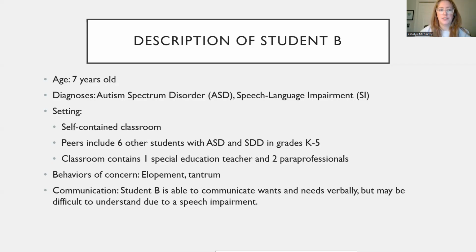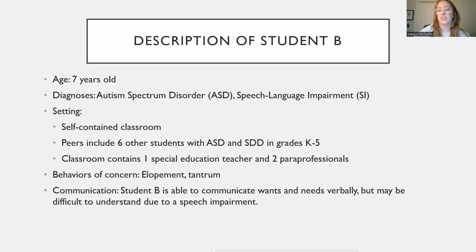For my description of student B, he is 7 years old. He's currently in the 2nd grade. His diagnoses include autism spectrum disorder and a speech-language impairment. His educational setting is in a self-contained classroom. He is educated with 6 other students, all of whom have autism spectrum disorder or a significant developmental delay, between the ages of kindergarten and 5th grade. His classroom contains 1 special education teacher and 2 paraprofessionals.